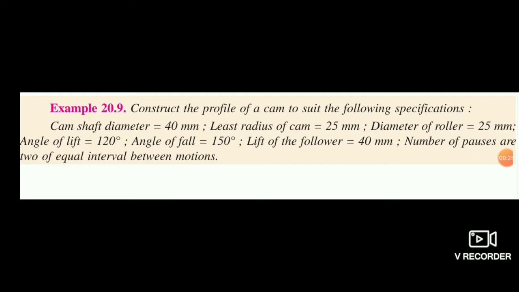First and foremost, they have given a camshaft diameter of 40 mm. This camshaft diameter is nothing but the diameter of the camshaft. It is not always the base circle, and definitely not the prime circle or offset circle. It's just the camshaft diameter. You can just show that by drawing it. Next is the least radius of the cam, that is our base circle radius.